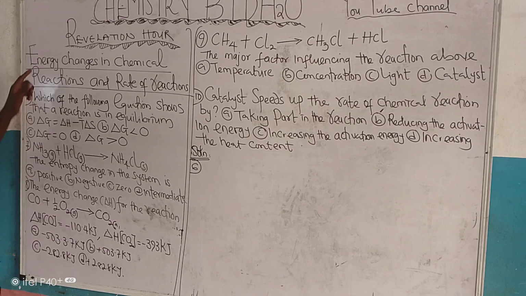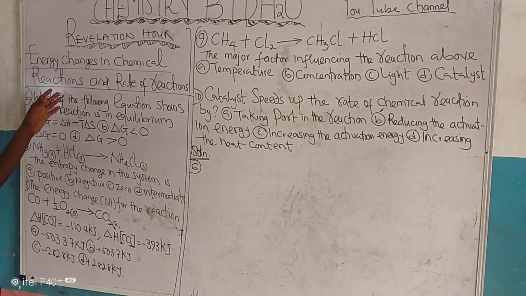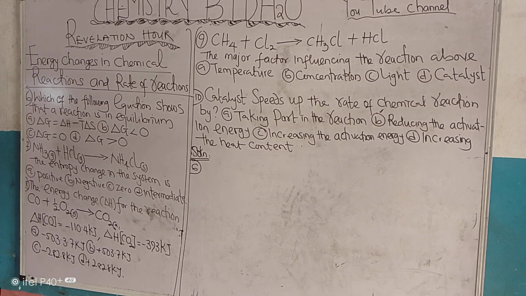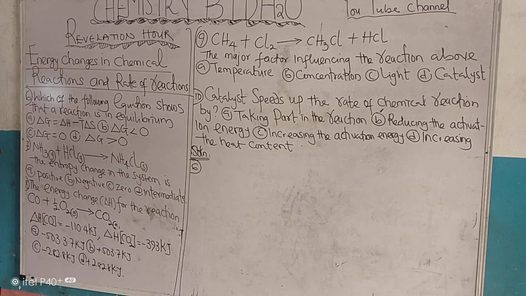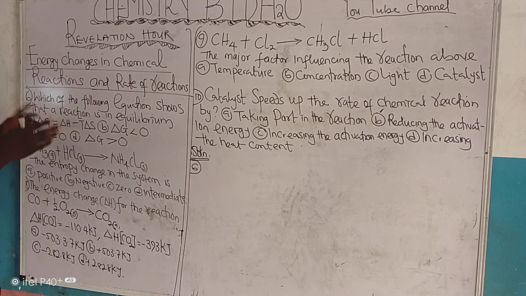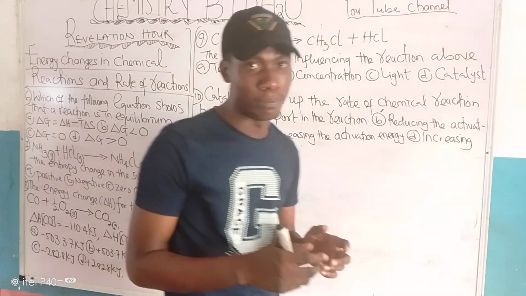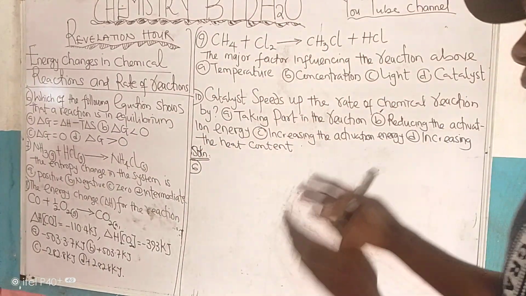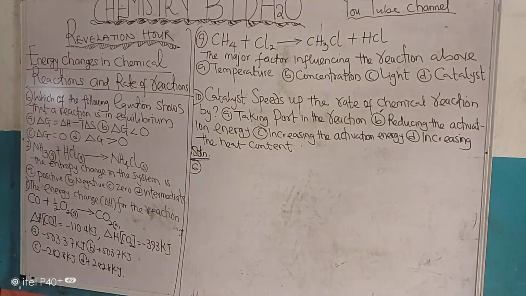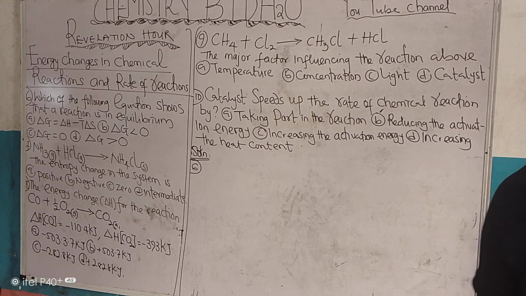In energy changes in chemical reaction and rate of reaction. Now here is question number 6. From 6 to 10 is a combination of questions on energy changes in chemical reaction and rate of reaction. Question number 6 is, which of the following equations shows that a reaction is in equilibrium?